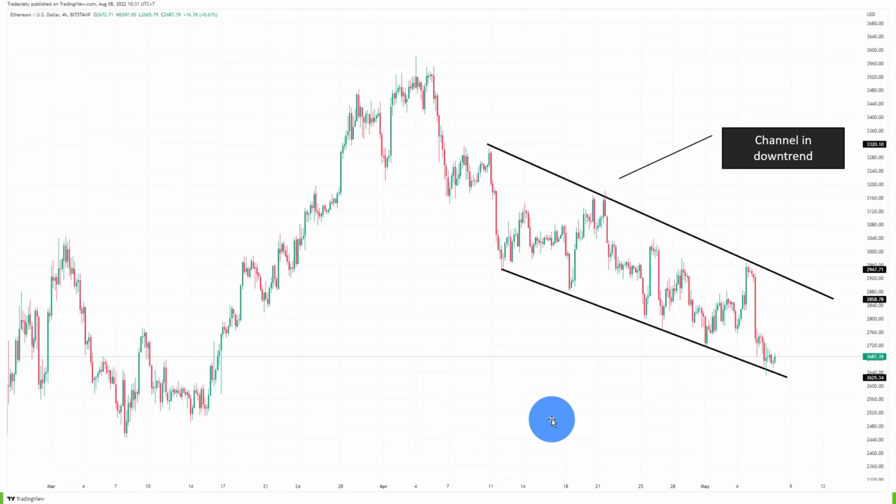Another example, and now we look at a channel in a different way, and we have a channel in a downward trend, right? It looks like the market has kind of rolled over, and here you can see the channel is quite long.